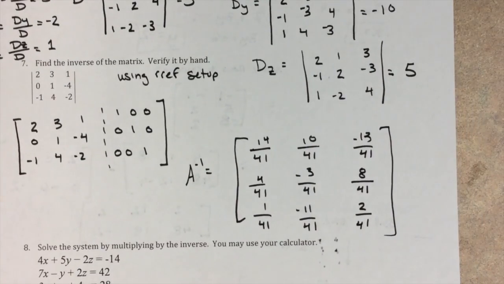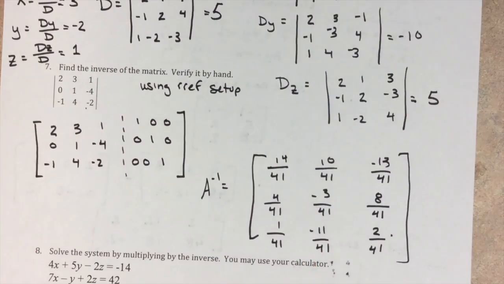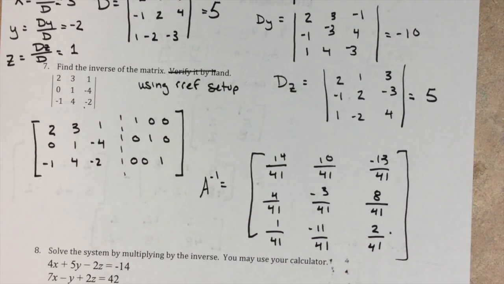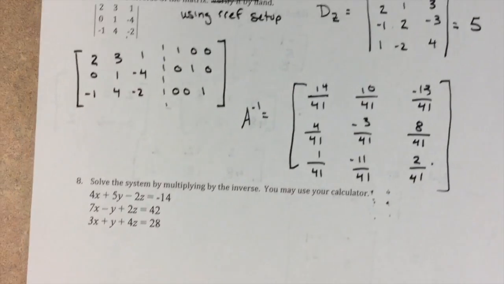For a 3 by 3, in order to check, we'd have to multiply this by the original matrix. We'd get the identity back out. We're not going to do that. I'm not going to ask this part on the test. So we're going to leave it as that.